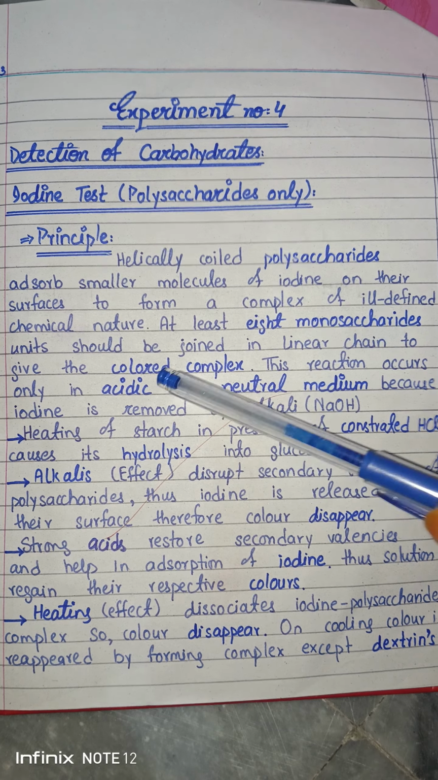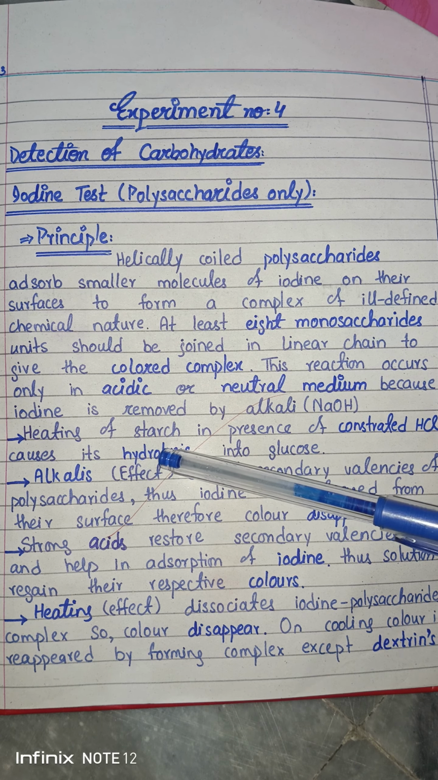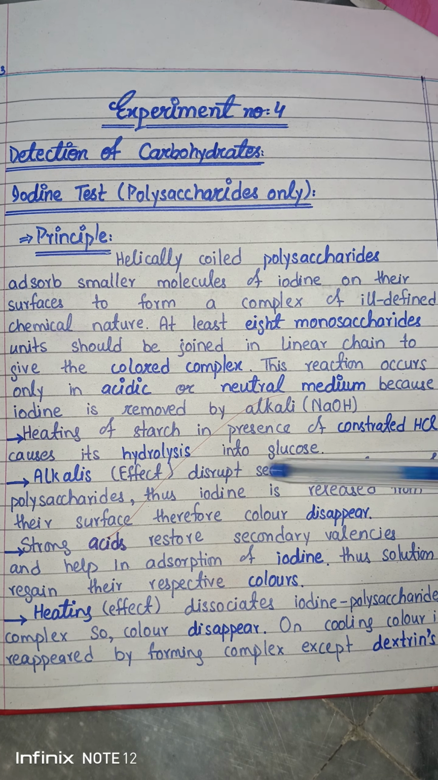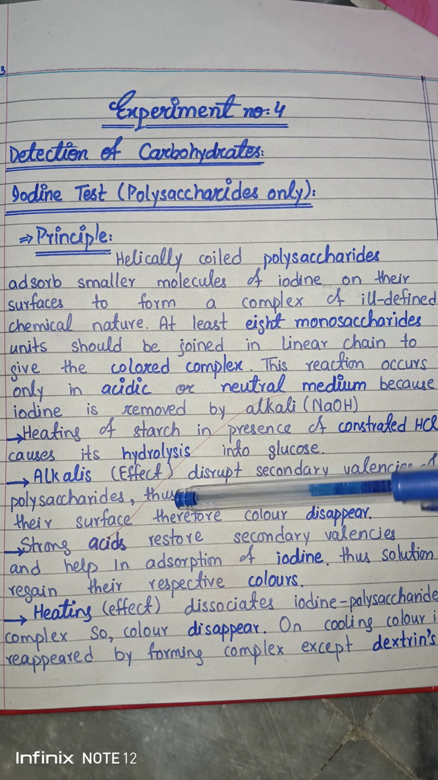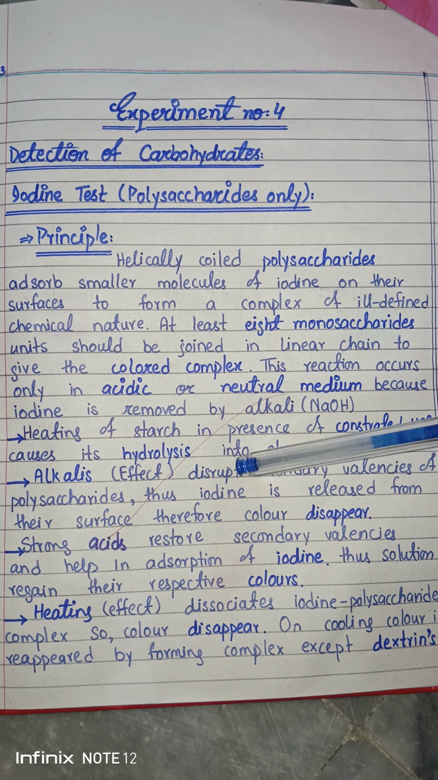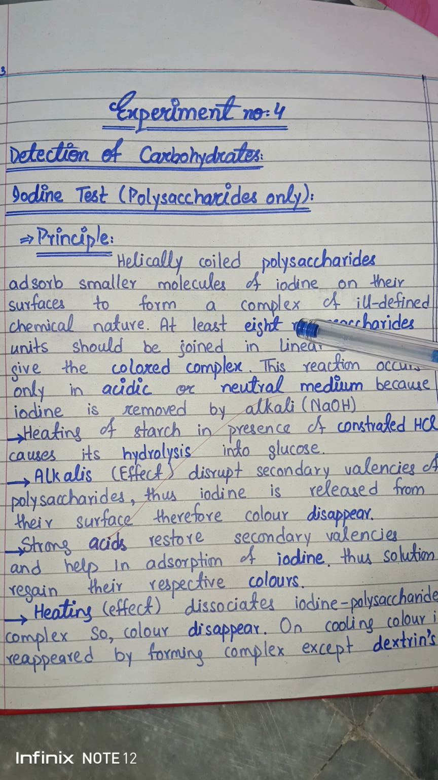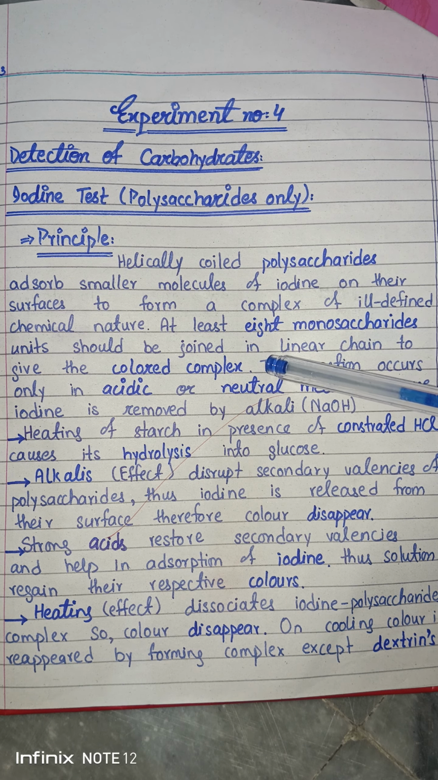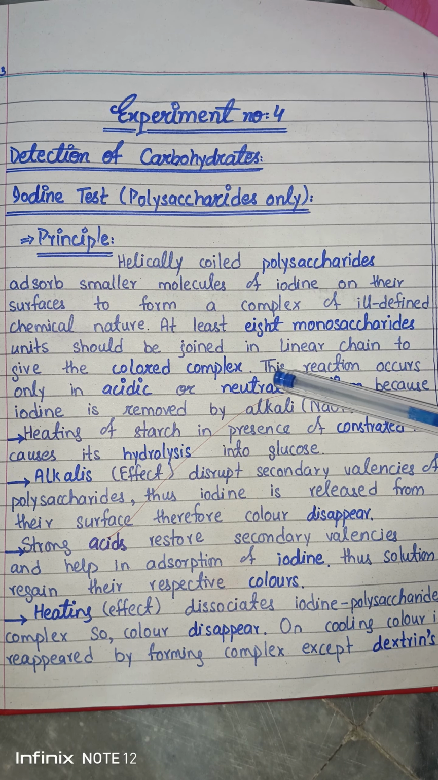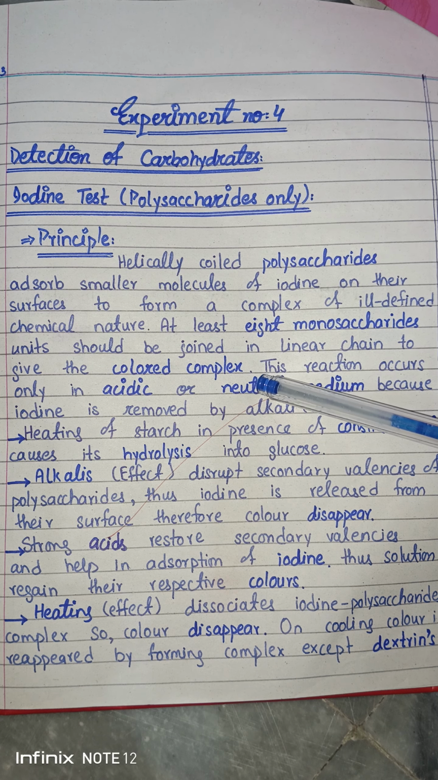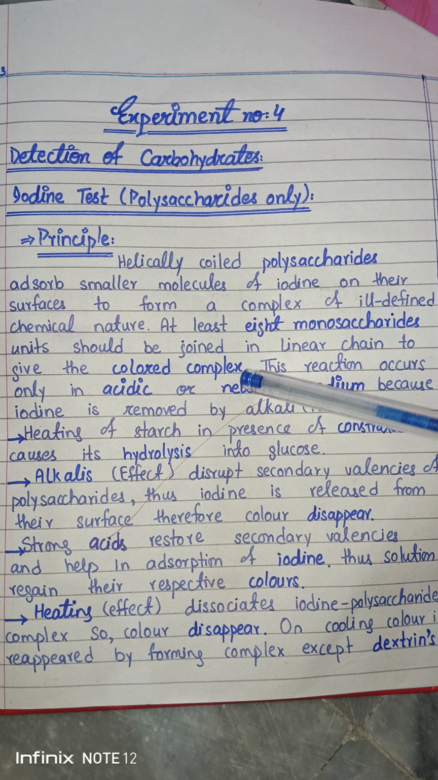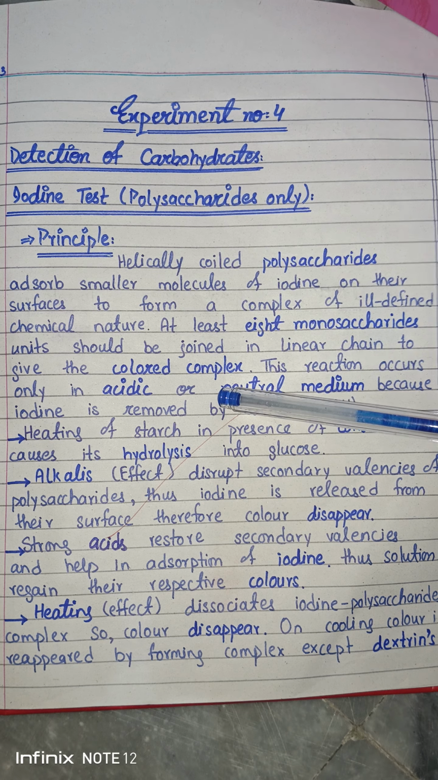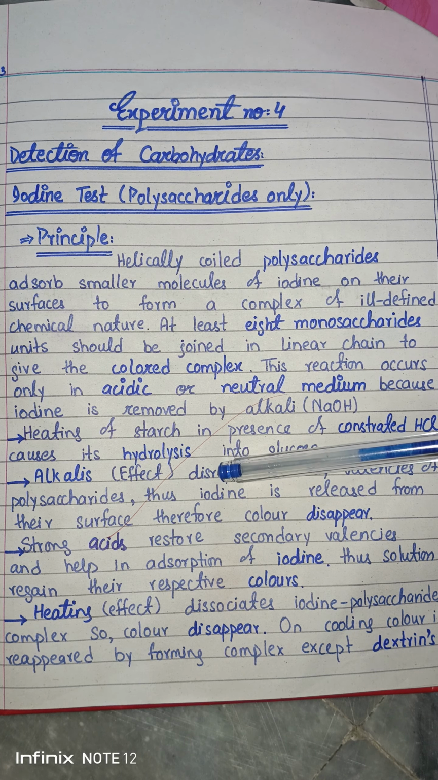So what will be the effect of acidic and neutral medium? It is explained here. An alkali effect, any basic effect, disturbs the secondary valencies of polysaccharides, thus the iodine is released from their surface and therefore the color disappears. So if you perform this whole iodine test in a basic medium, then what will occur? In the basic medium, the secondary valencies of the polysaccharide are disturbed. Due to this disturbance, it has no ability to absorb iodine molecules. So due to this non-absorbance, the color complex will not form, iodine will not be absorbed, and the color disappears.